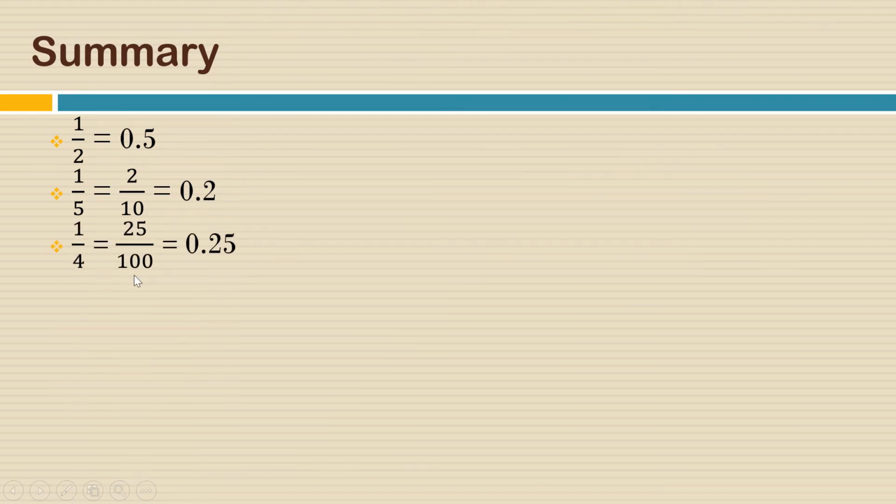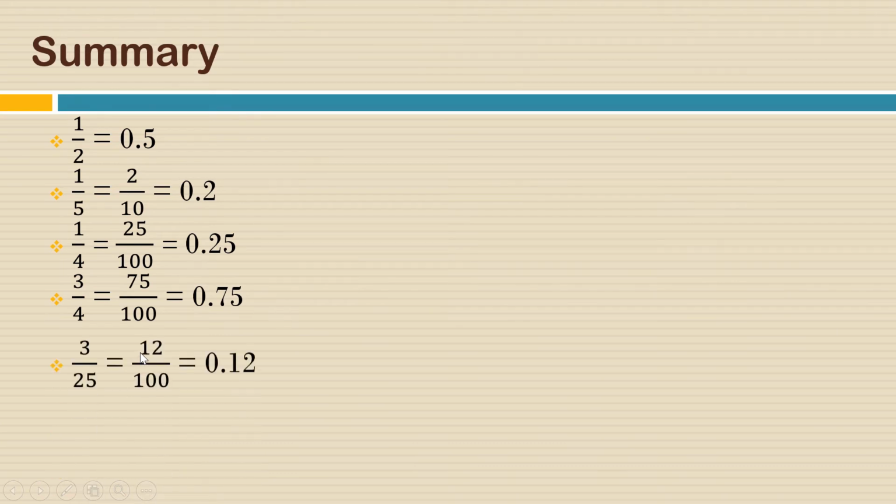1 by 4 equal to 0.25. Here the decimal part has 2 digits. 3 by 4 equal to 0.75. The decimal part has 2 digits. 3 by 25 equal to 0.12.